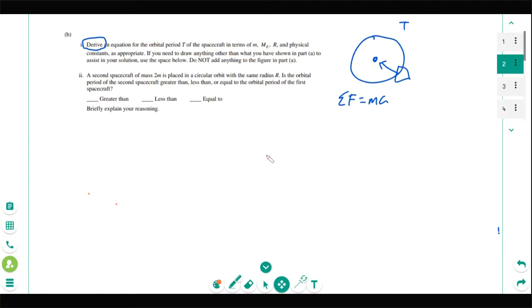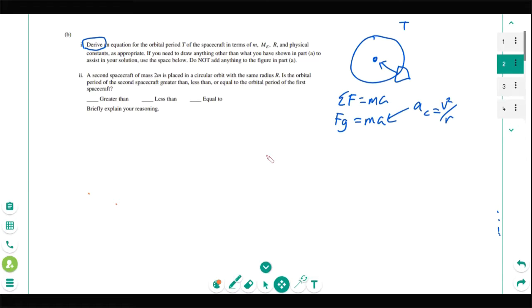And the only force acting on our object is the force of gravity. So the force of gravity must be equal to ma. And we know we're in a circle, so the acceleration in a circle is v squared over r. And that's good because I've got r in my things that I can use.